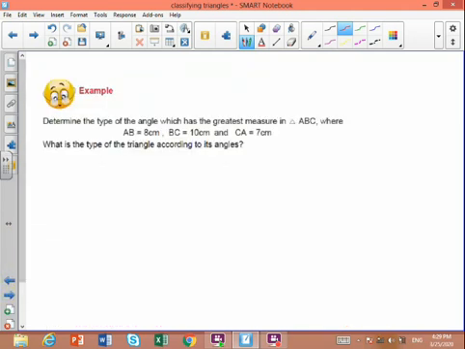Determine the type of the angle which has the greatest measure in triangle ABC, where AB is 8, BC is 10, CA is 7. Okay, where is the longest side? BC. So, of course, the greatest angle will be opposite to the greatest side. So I am talking about angle A, because A is opposite to BC. First, BC squared, the longest side, I'm taking it alone: 10 squared equals 100.